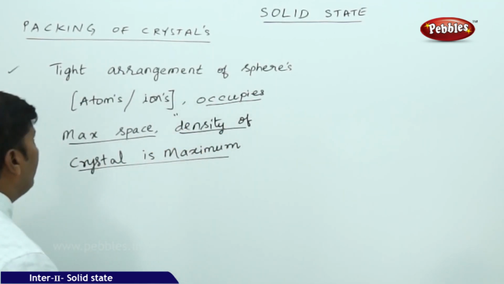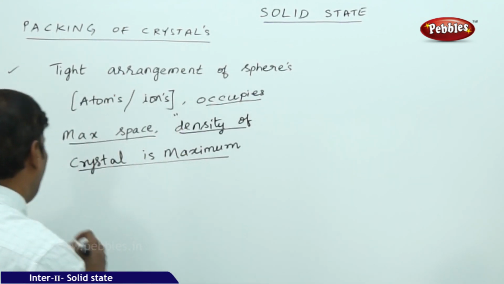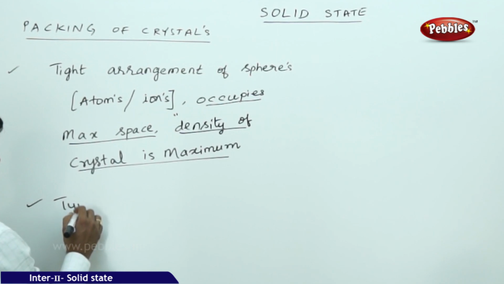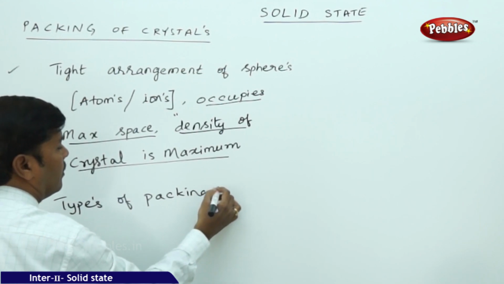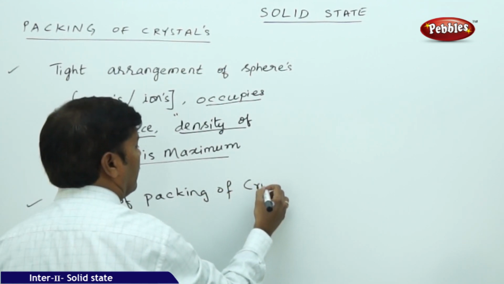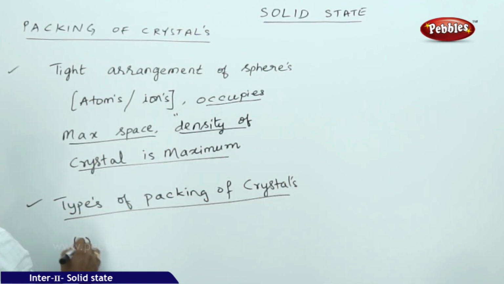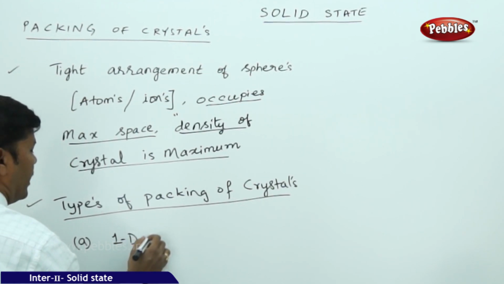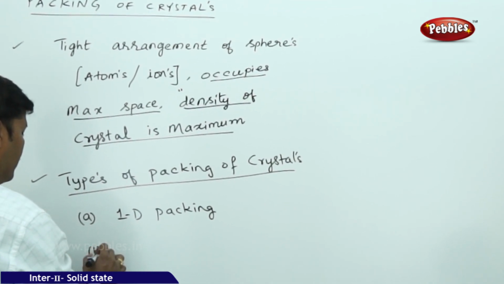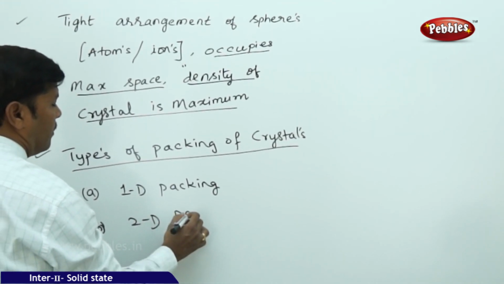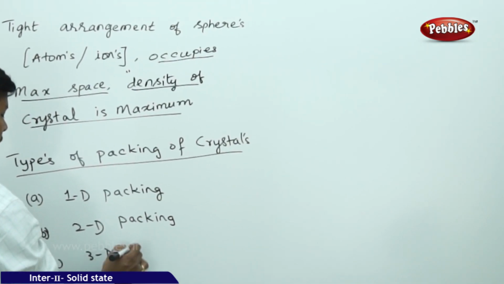So here in the packing of crystals, we have to discuss under three different broad categories. That is, here we have types of packing of crystals. In this we have three types. One is one dimension packing. Second is two-dimension packing, and the third is three-dimension packing.